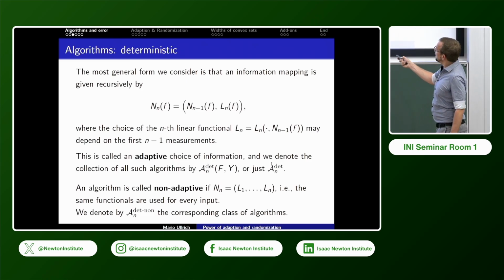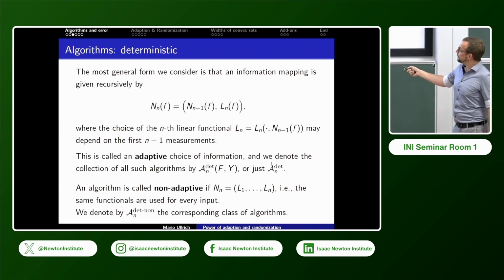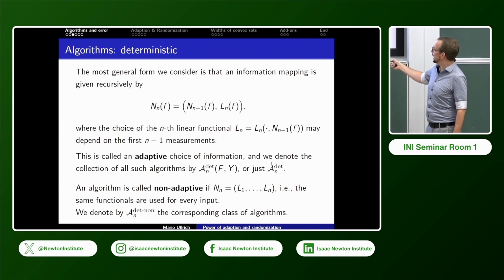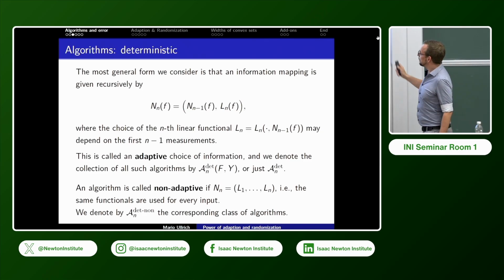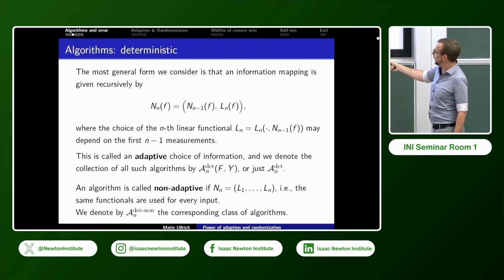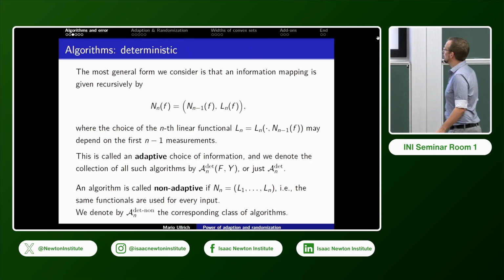So this N_n is given as this recursive formula, and yes, every linear functional here might depend on the first n minus 1. Okay? I call this an adaptive choice of information, and I denote the class by A_n with a det. This det means these are all algorithms taking inputs in F, outputs in Y, that are deterministic and possibly adaptive, and using n informations. That's just a class, all classes of information you might imagine in this class.